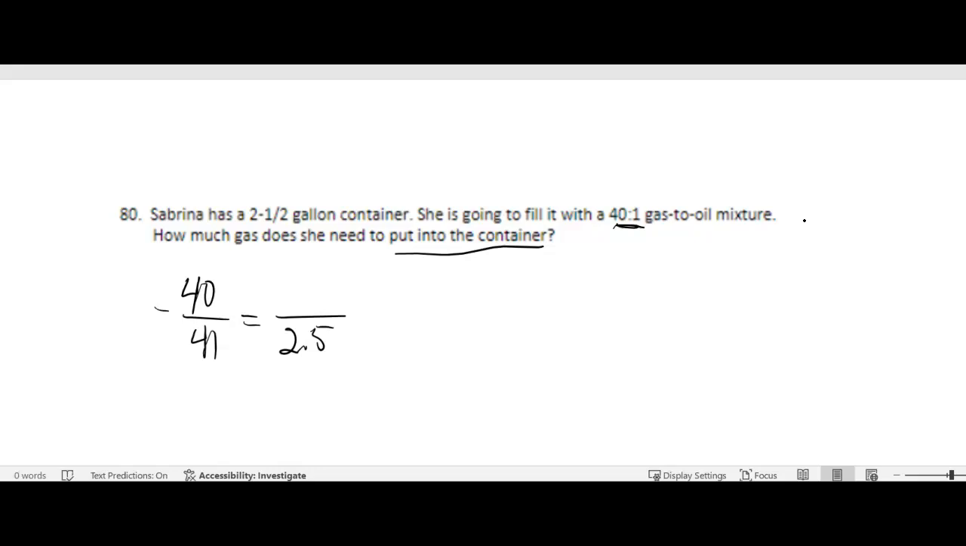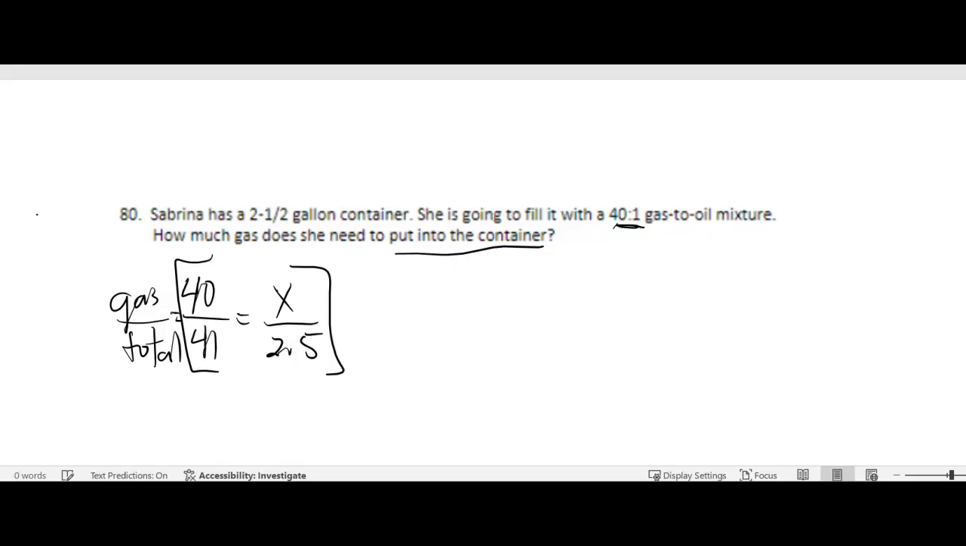Okay, so before I do this part, I like to say to myself, okay, what does each part of the fraction represent? This is gas, right? And this is total. So I'm not considering the oil in here, but that's okay because I don't need to, because I want to know how much gas I have to put in a container that's a total of 2.5 gallons. Okay, so here is the algebraic equation I need to solve, and I can solve that by cross multiplying.